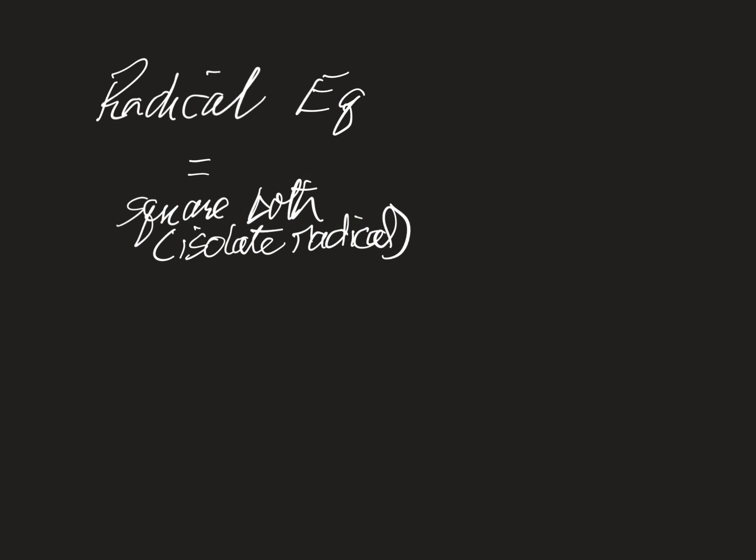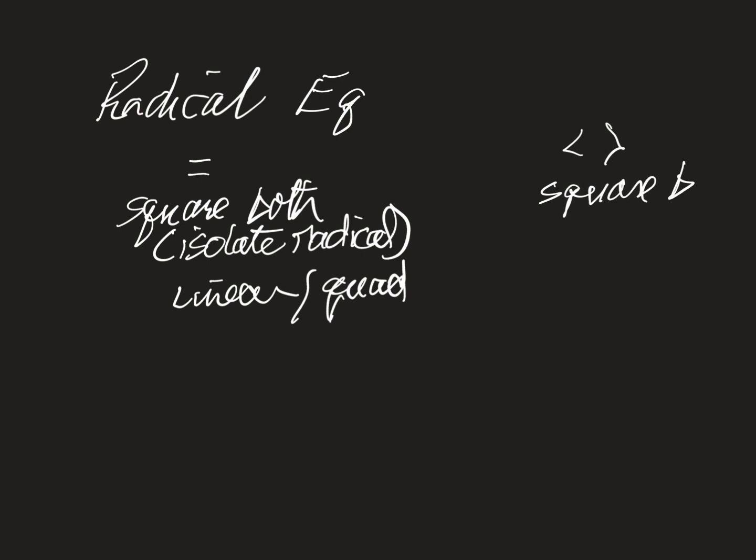And then at that point, it'll either be linear or quadratic, just like the rationals. And so you go back to solving a linear or a quadratic. On an inequality with a radical, same thing. Square both sides.